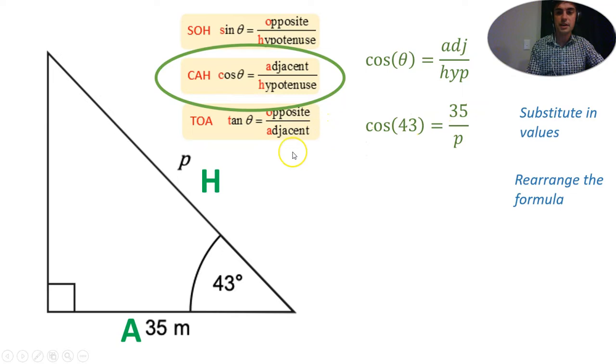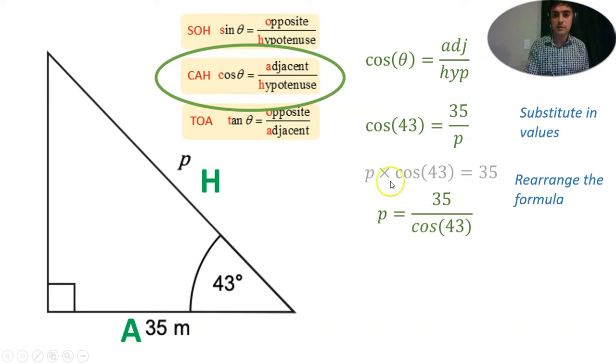And we're going to times this side by P here. That brings us to P times cos 43, and then on the other side, we've got 35. Now, we want it to be P equals. So to get rid of that cos 43 on the side that's with the P, we're going to divide both sides by cos 43. That removes it from the left-hand side because it cancels out, and 35 divided by cos 43 turns this equation into looking like this. Now you see we've got P equals 35 over cos 43.